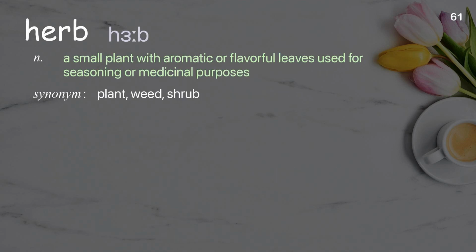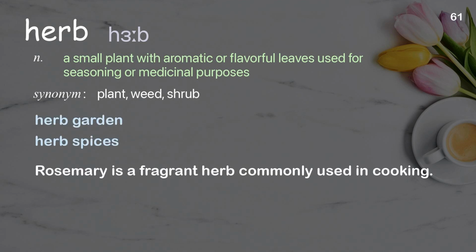Herb. A small plant with aromatic or flavorful leaves used for seasoning or medicinal purposes. Examples: Herb garden. Herb spices. Rosemary is a fragrant herb commonly used in cooking.